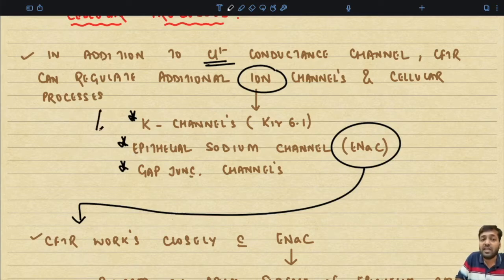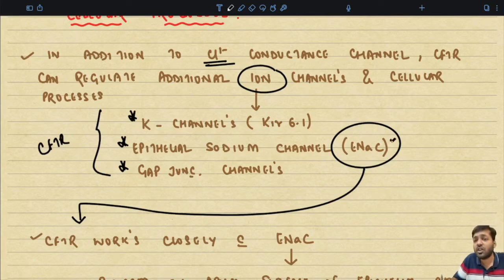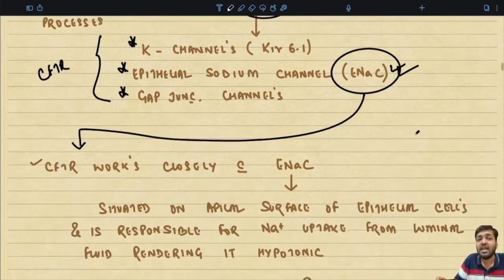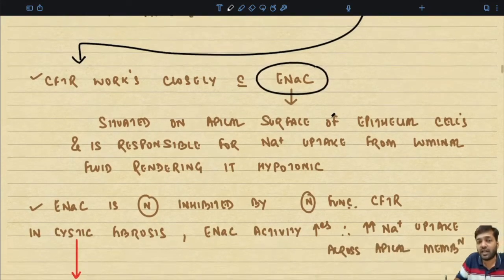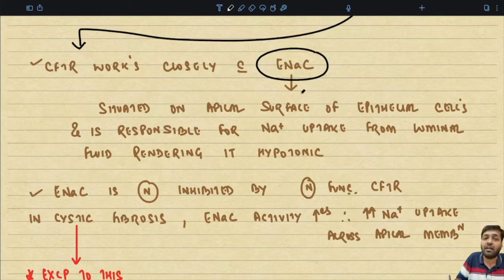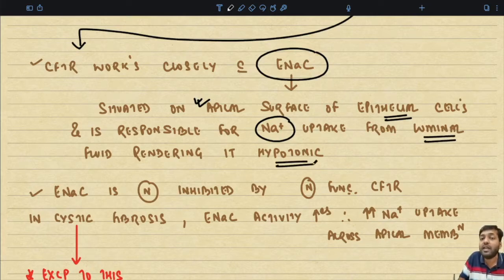So out of these three, the regulation of epithelial sodium channel is very, very important. Okay. Now CFTR is working very closely with the epithelial sodium channel. Now this epithelial sodium channel is normally also situated on the apical surface of the epithelial cells, and it is normally responsible for the reabsorption of sodium from the luminal fluid, rendering the luminal fluid hypotonic.